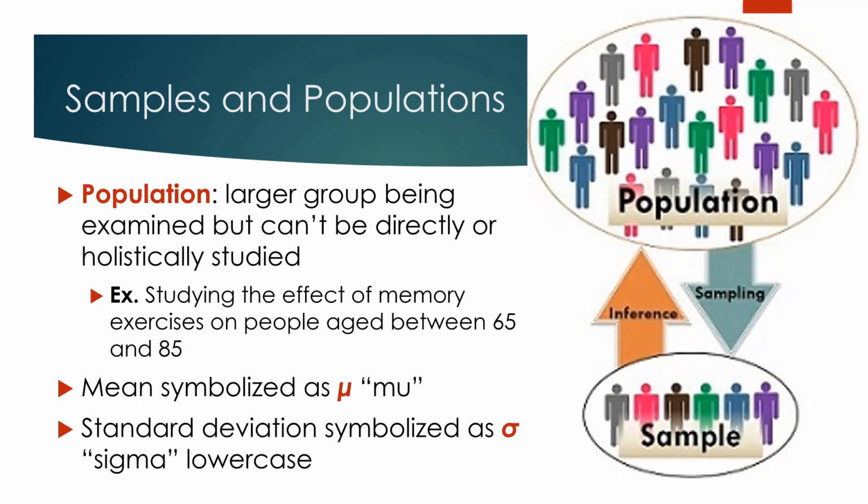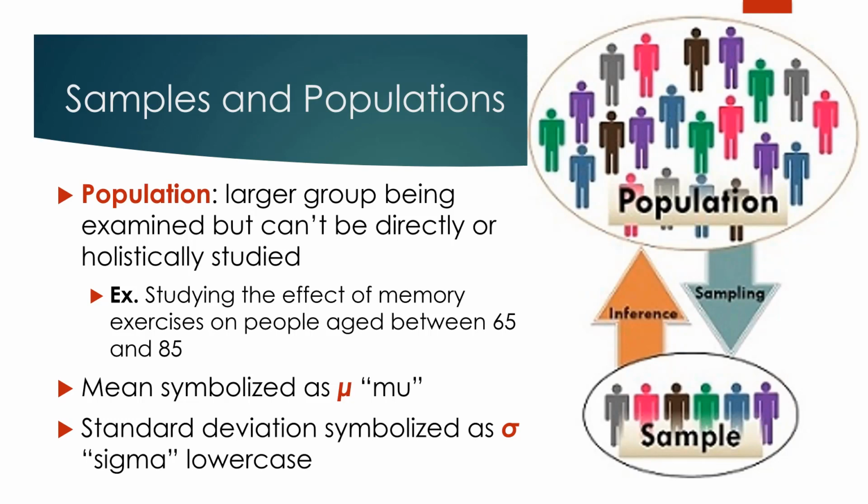So for example, say that you wanted to study the effect of a memory exercise you developed, and you wanted to see if that can help people's memory who are aged between 65 and 85, and you wanted to look at everybody between the age of 65 and 85 in the entire United States. That's millions of people. That's a lot of people, and they really can't be directly studied. Okay, but that would be the population that you're really interested in, that larger group that can't be directly studied.